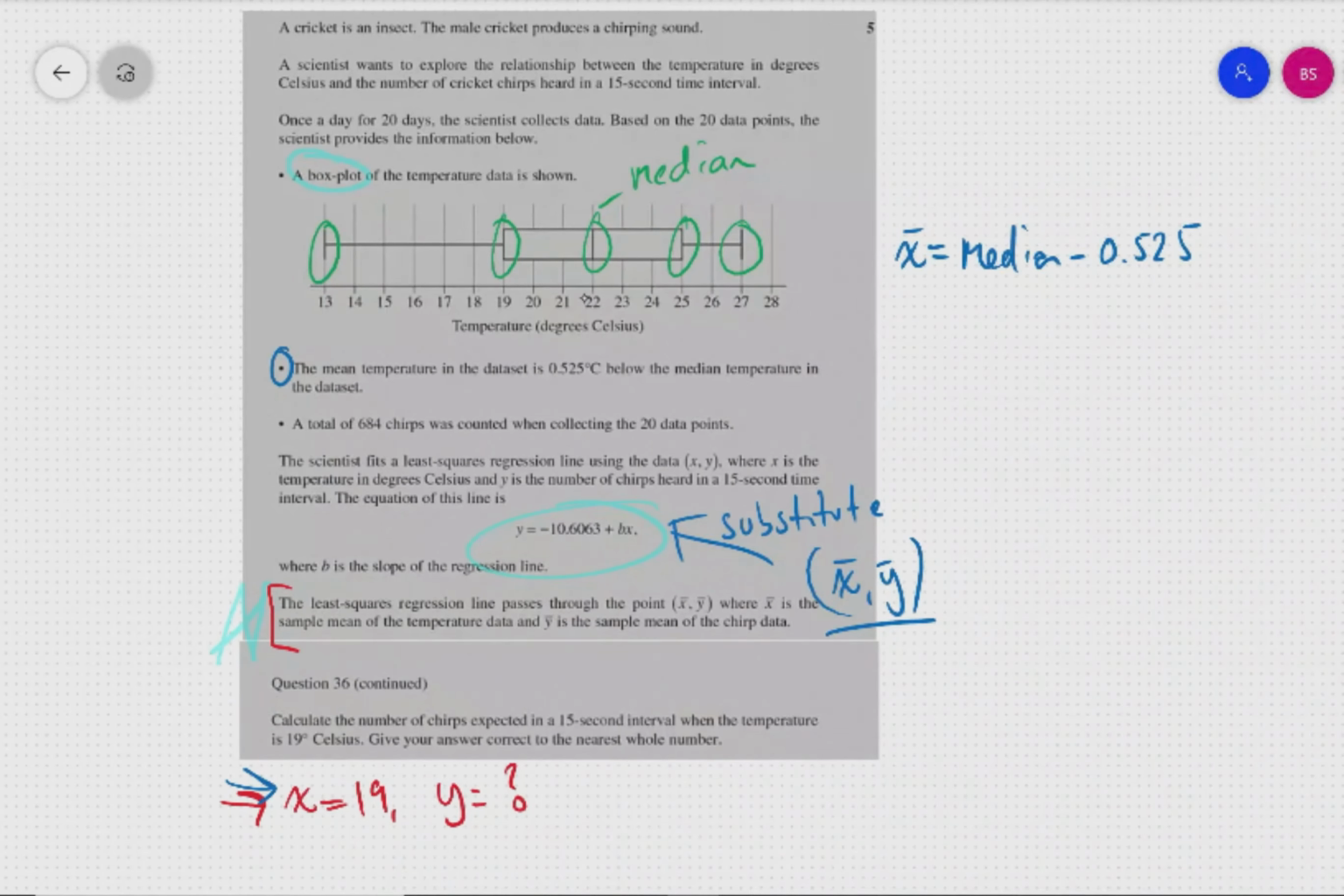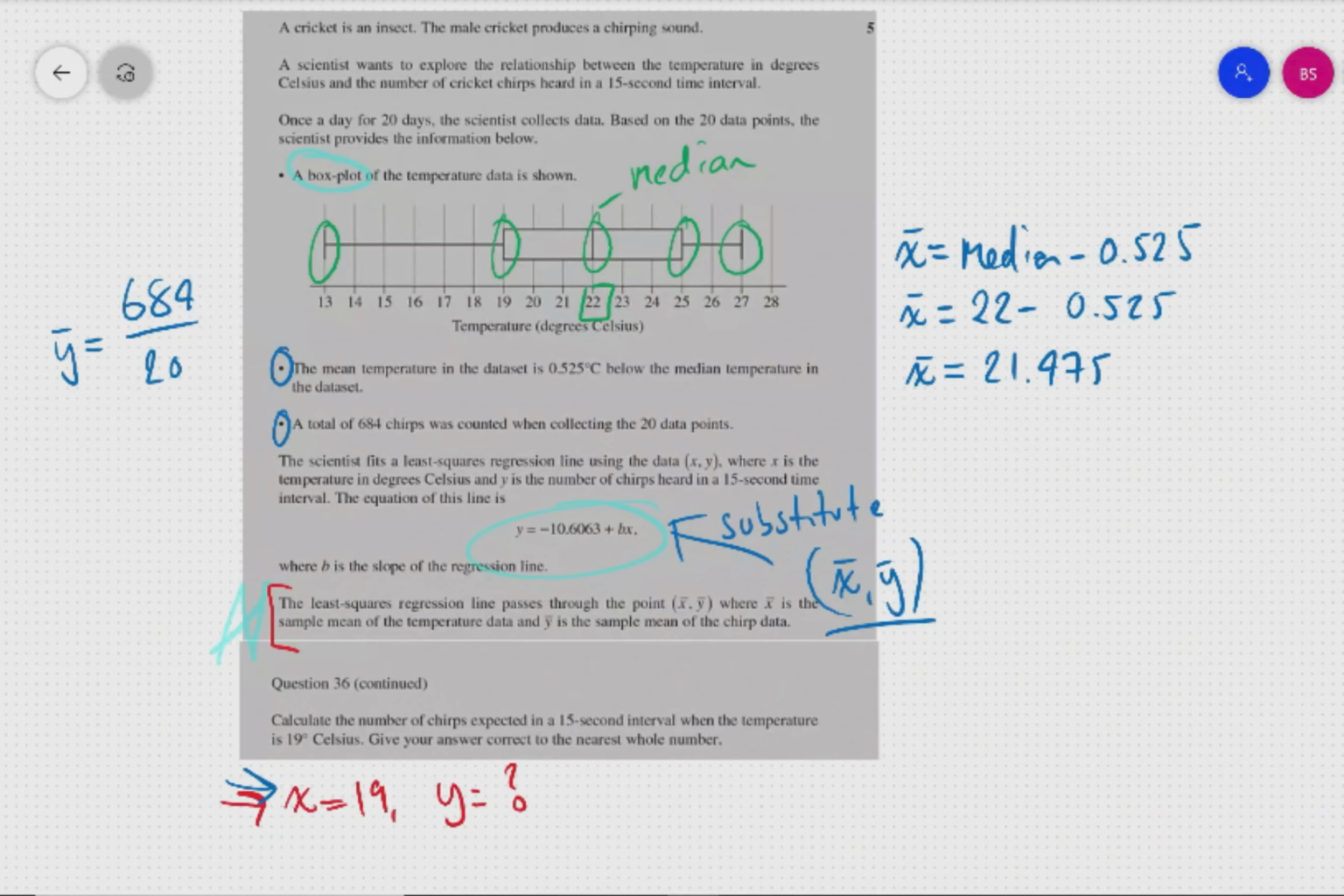Now, reading from the graph here, we get told that's 22. So our x bar is equal to 22 minus 0.525. Our x bar is equal to 21.475. So now we just need to find our y bar. That's where we turn to this second dot point. Now we're told we have 684 chirps from 20 data points. That's really simple to calculate our y bar from. Y bar is equal to 684 on 20. And in a calculator, you'll get 34.2 for that.